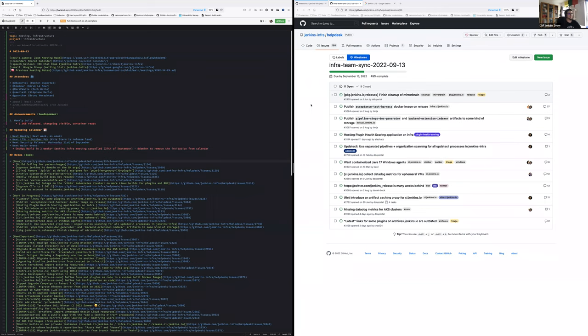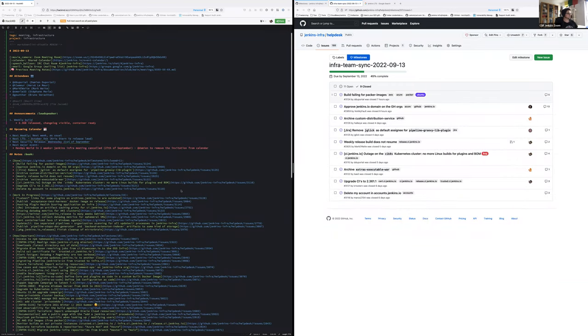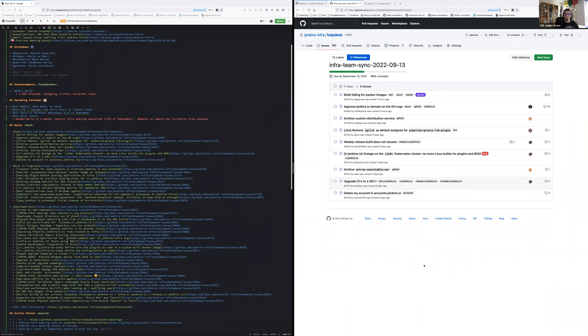Okay, let's proceed with the tasks. Many thanks again, Hervé, for the automating system that allows us to extract these tasks in a nice and usable way.